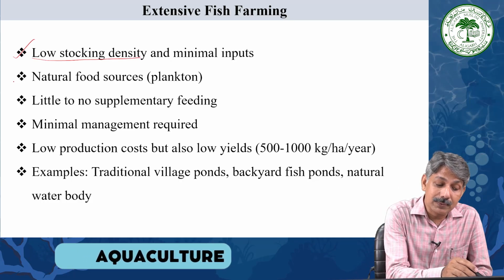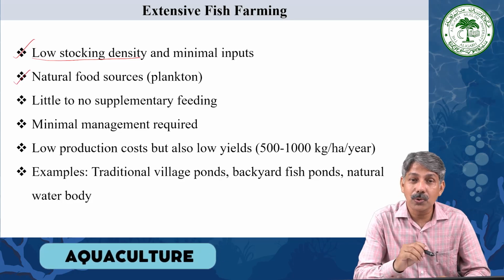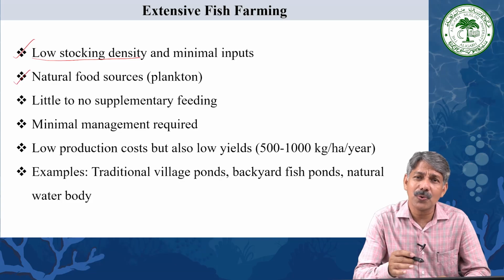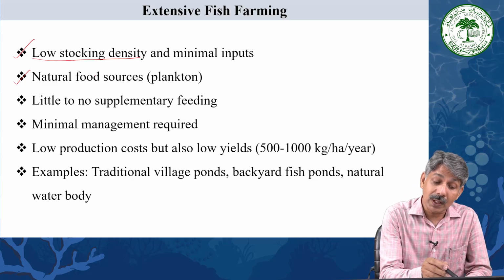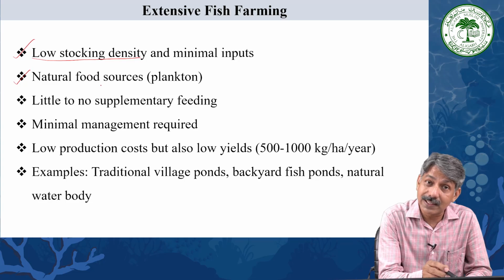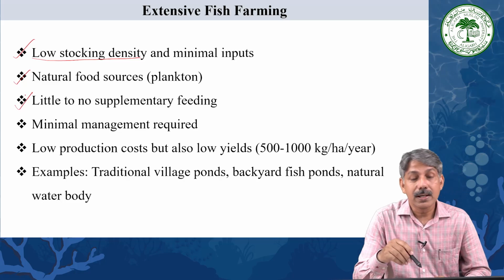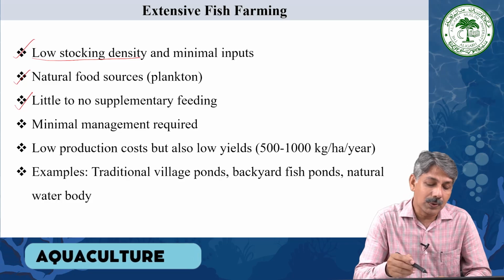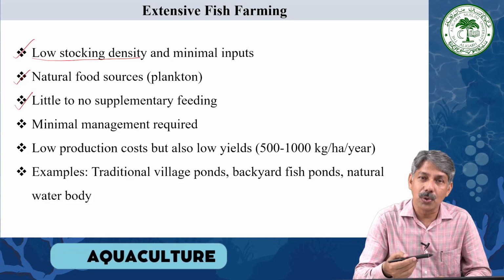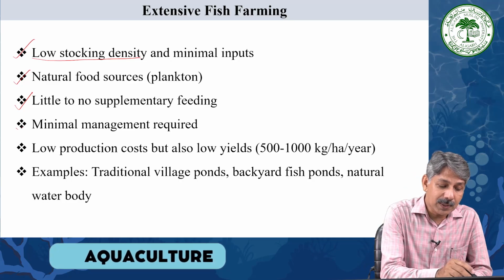Whatever food requirement the fish have will be met only through natural food production. You are not going to provide food from outside, almost no food. Sometimes people may give a very minimal supplement, but that is not a requirement of the system. Whatever natural fish food is there, the fish will rely on that. Little or no supplementary feeding. As I told you, usually in this extensive system we do not feed from outside. Because the stocking density of fish is low, usually the available food is sufficient for raising those fishes.